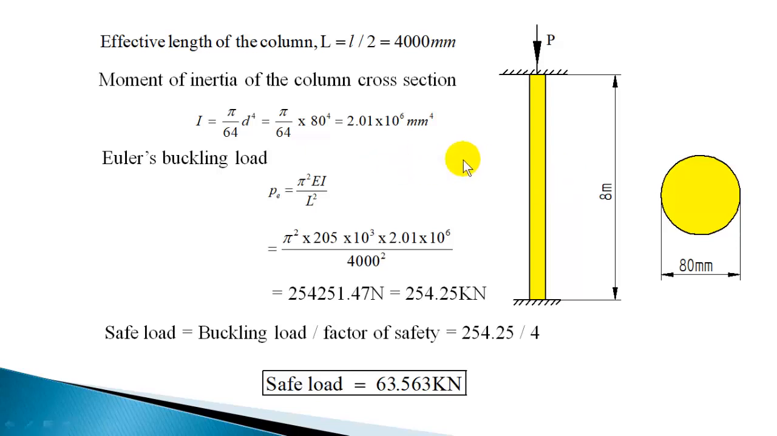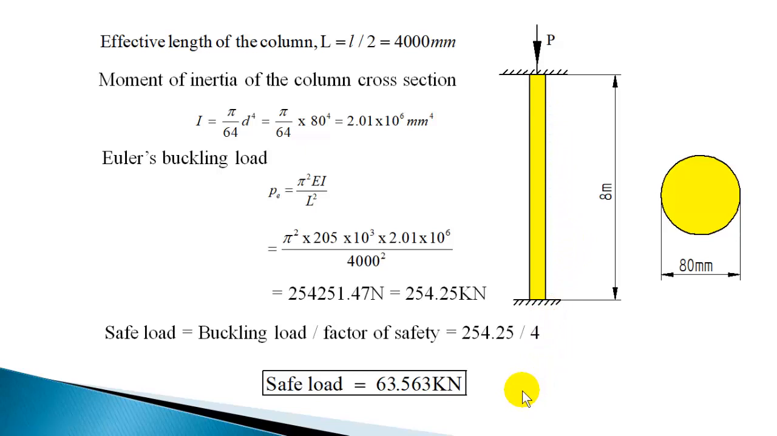So you have to take care of the safety of the column. So you need to always, in any design, use a factor of safety. You cannot allow up to the failure load. So if you want to reduce the load applied on the column by a factor 4, a factor of safety is given as 4, so you have to divide the buckling load by 4, which will give the safe load as 63.563 kilonewton. So this is going to be a safe load which can be applied on the column, which prevents the buckling.